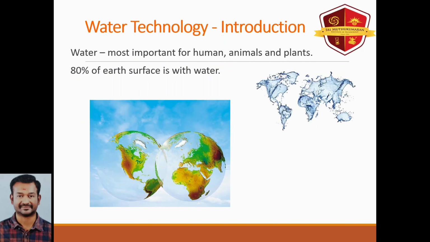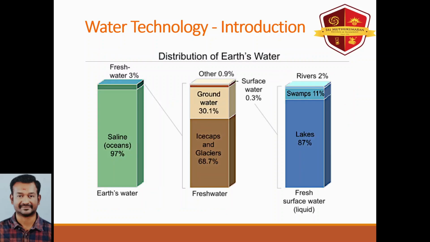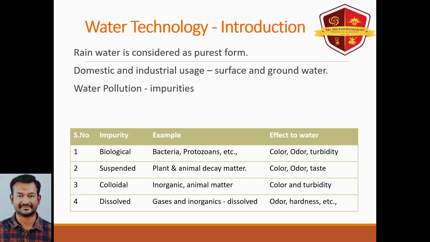Water technology introduction. Water is most important for humans, animals and plants. 80% of earth's surface is covered with water. Distribution of earth's waters: fresh water 33%, other 0.9%, rivers 2%. Rainwater is considered the purest form, used for domestic and industrial purposes. Surface and groundwater have pollution and impurities.